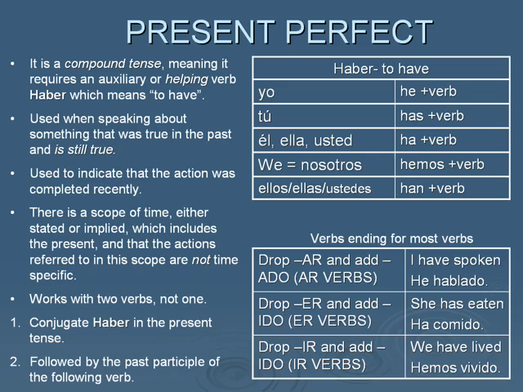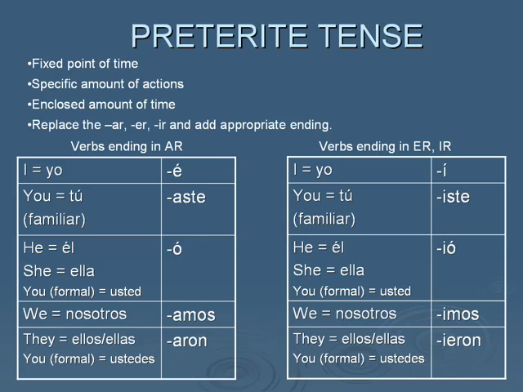The present perfect, it's used to indicate the action was completed recently. This is a compound tense. You need the verb haber, meaning to have, and then the past participle of the following verb. So you use he, has, ha, hemos, han, plus the verb. So you drop the AR and you add ado for AR verbs, and for the ER and IR, you drop those and you add ido.